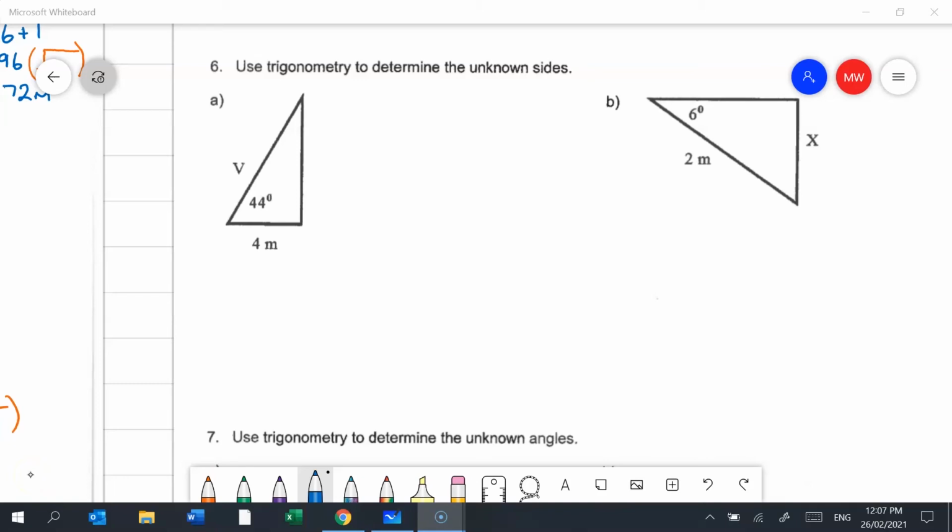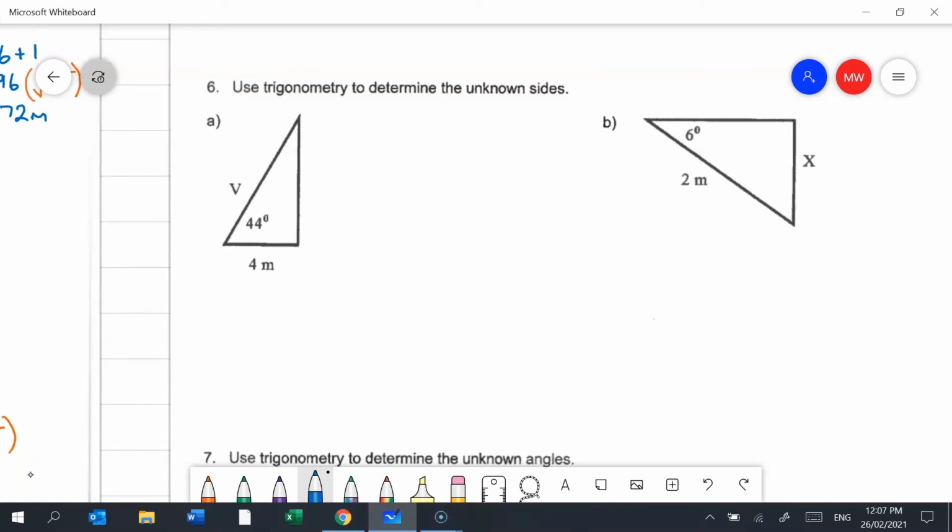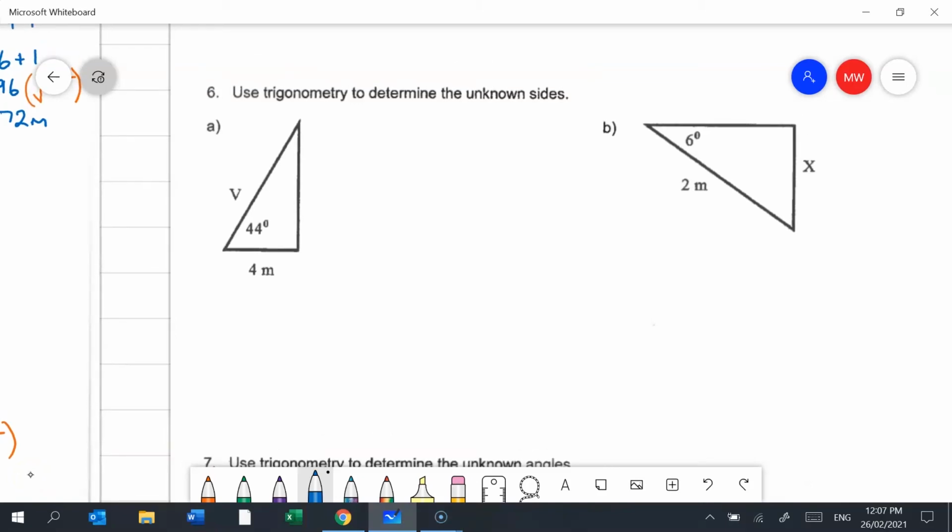Question 6 would like us to use trigonometry. So whenever you hit a trigonometry question, it's always a good idea to start off by making yourself a note. So, SOH CAH TOA, that way you can remember the rules. So it's sine equals opposite on hypotenuse, cos equals adjacent on hypotenuse, and tan equals opposite over adjacent.